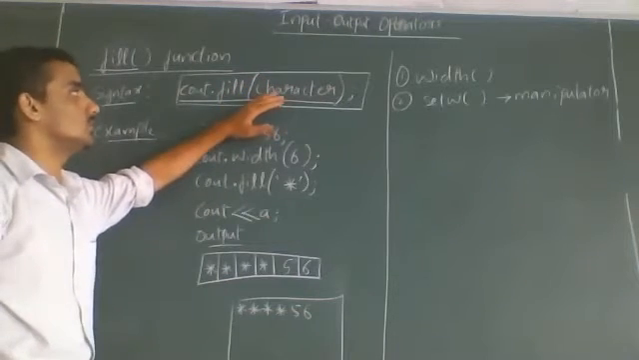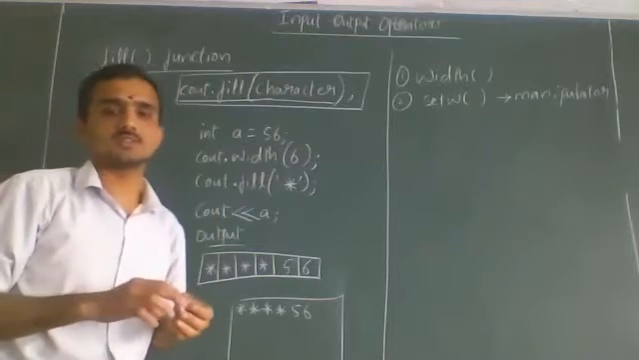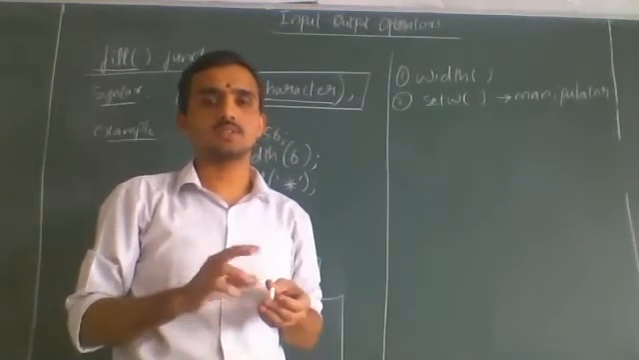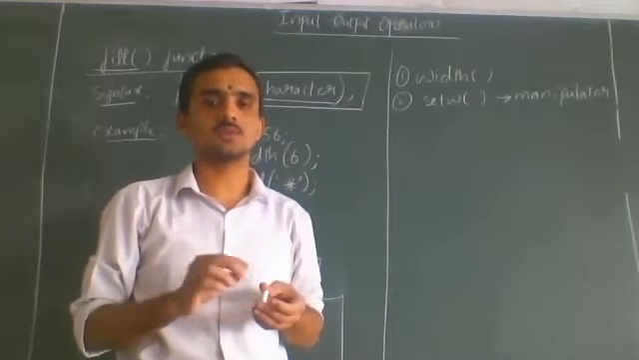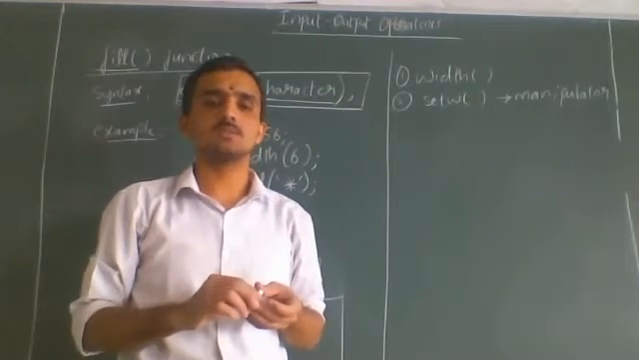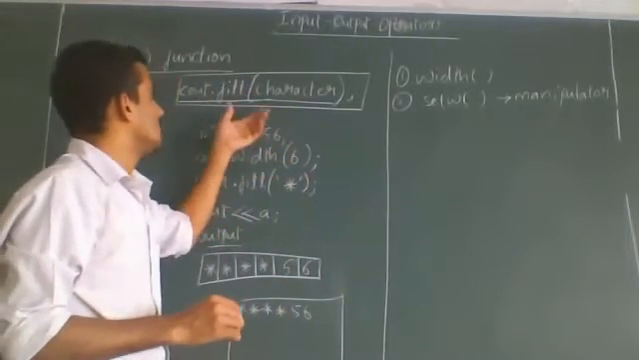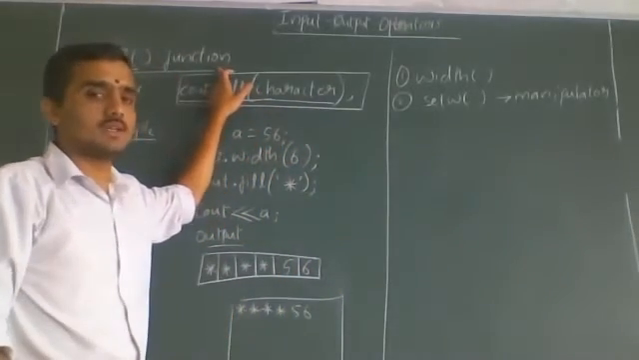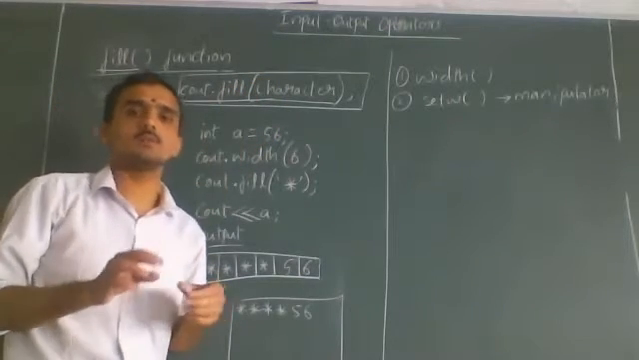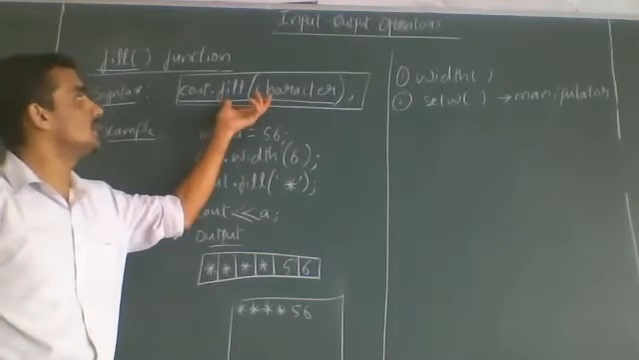Whatever the character is. Character here means not only alphabets. You can consider all the categories: digits from 0 to 9, alphabets, that is capital letters and small letters, and symbols, all the symbols present on the keyboard. All these come under the category character. So again, the fill function is used to fill the empty spaces with any character.